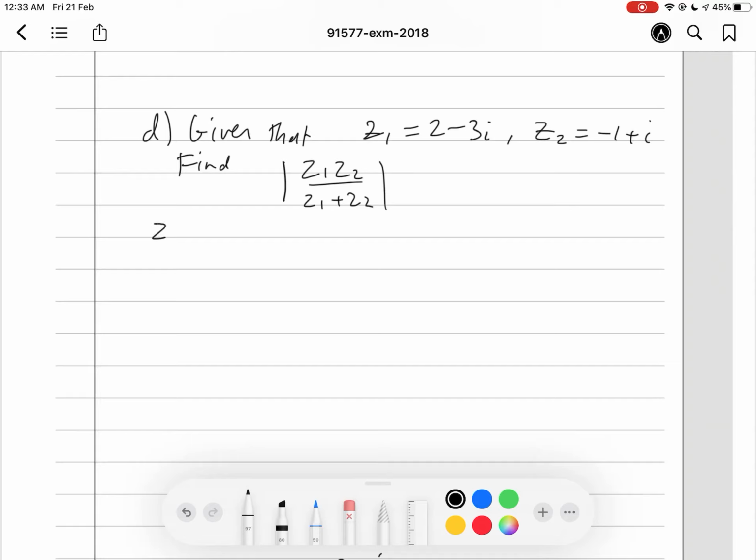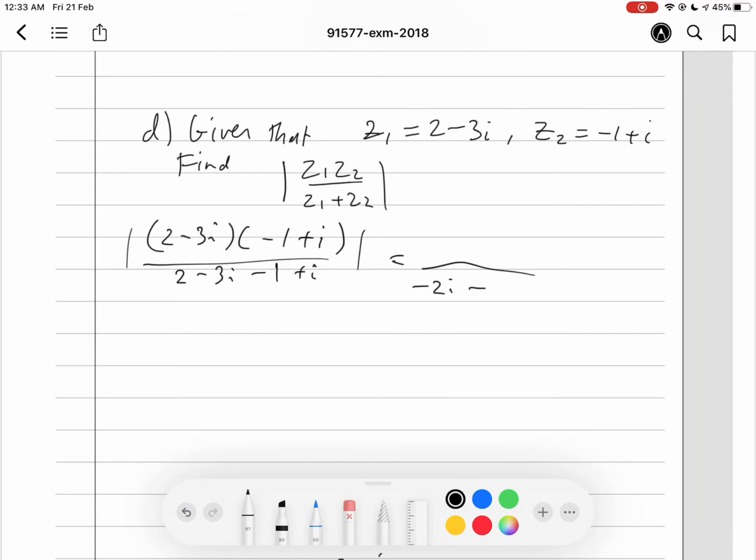z1 plus z2. So z1 is equal to 2 minus 3i, and z2 equals negative 1 plus i. So 2 minus 3i times negative 1 plus i over 2 minus 3i plus negative 1 plus i. And we're trying to find the modulus of this. Therefore, our denominator will simplify to negative 3i plus i is negative 2i, and 2 minus 1 is just 1.